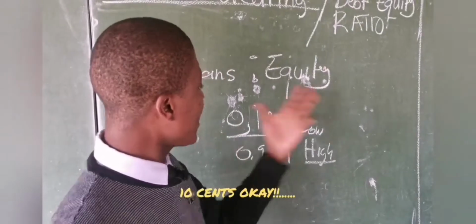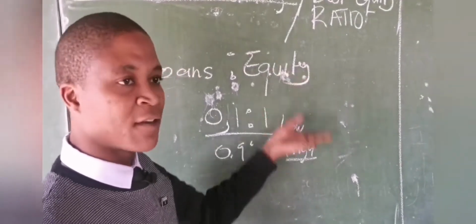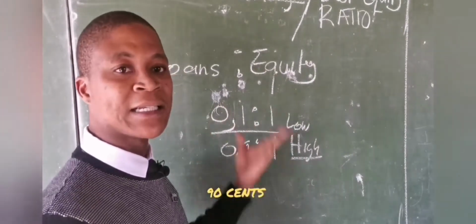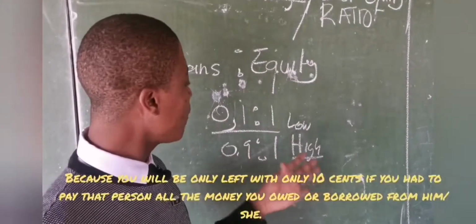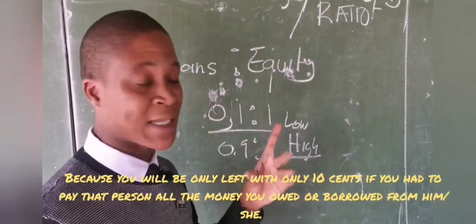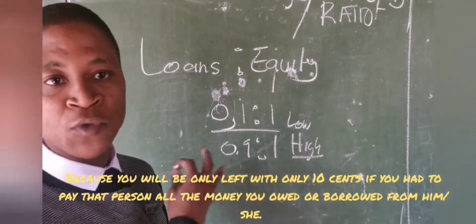But now, if we look at this example, for every R1 that we have invested here, we owe 90 cents. That is high risk. You have a problem. The moment you have to pay this person, you will be left with only 10 cents. So I do believe people will understand the relationship in gearing.